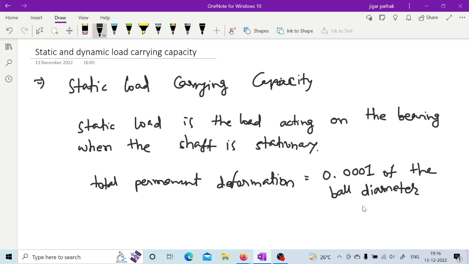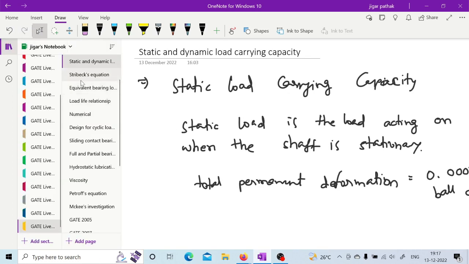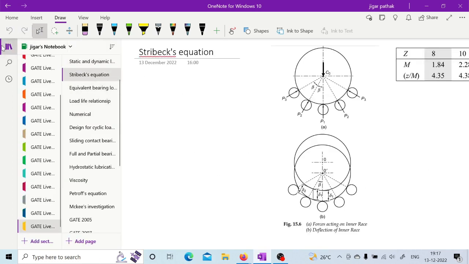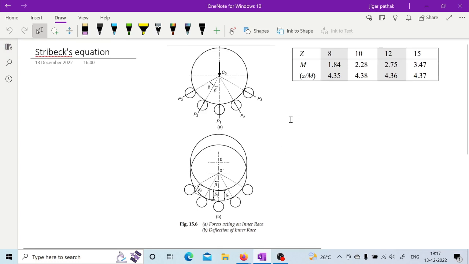Now based on this, first we need to check the Stribeck equation, right. We will come back to the dynamic load carrying capacity later, but by having an idea of what the static load is, what the permanent deformation is and what the static load carrying capacity is, we may first discuss the Stribeck equation. So let us see what this Stribeck equation is.